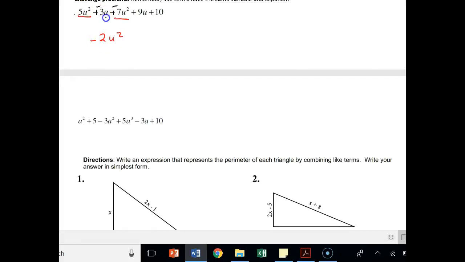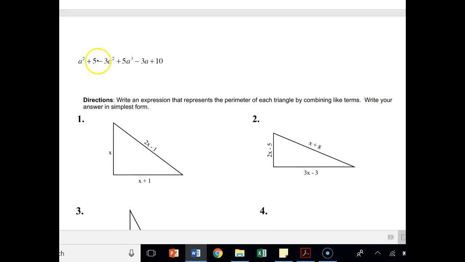And then we have negative 3u plus 9u. That gives us a negative 3 plus 9, which is a positive 6u. And then we just have our constant all by itself, right? So you just say plus 10. There's no like term on it. Okay? I'd like you, after doing plus and negative, to go ahead and try that one in an Edpuzzle.